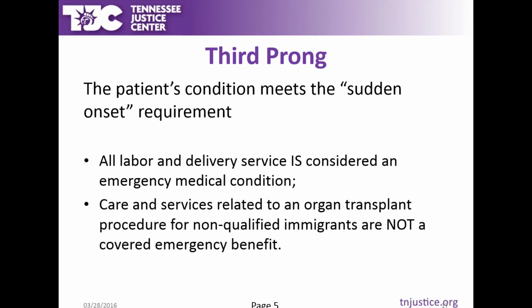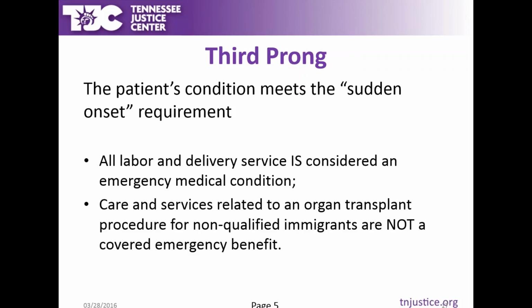The third prong goes hand in hand with the second prong, and it is that the patient's condition meets the sudden onset requirement. So what we mean by this, and again I'm on page 5 if you want to follow along with me, sudden onset is a further qualifier that specifically excludes services for individuals who need ongoing routine care, such as dialysis, chemotherapy, for conditions that could become emergency medical conditions in the future. So things that are going to count as an emergency medical condition are things like labor and delivery, heart attack, I guess if you had some kind of stomach or intestinal issue, appendix rupture, something like that.